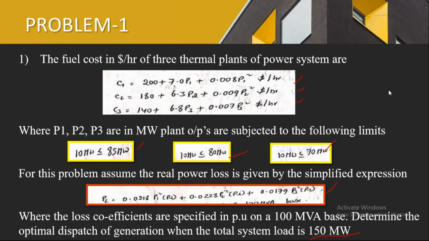The power loss equation is 0.0218 P1 square, in per unit values, plus 0.0228 P2 square plus 0.0179 P3 square, where the loss coefficients are specified in per unit on 1000 MVA, and the total demand is 150 megawatts.